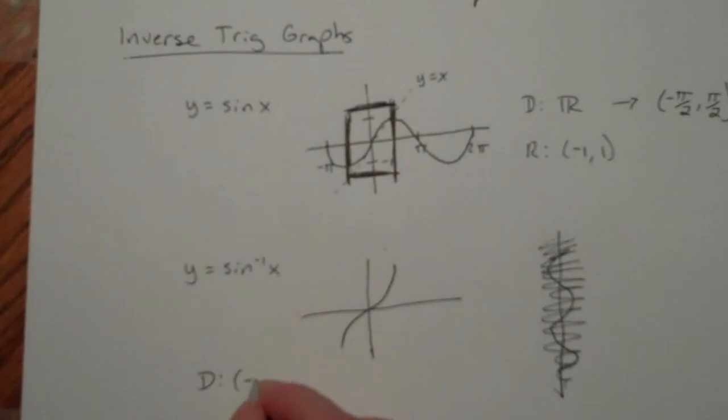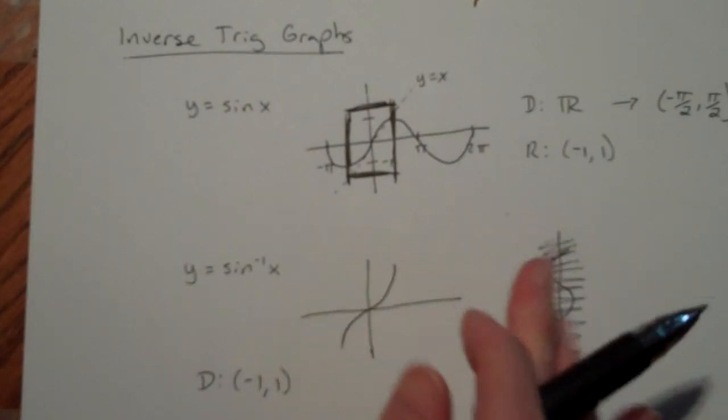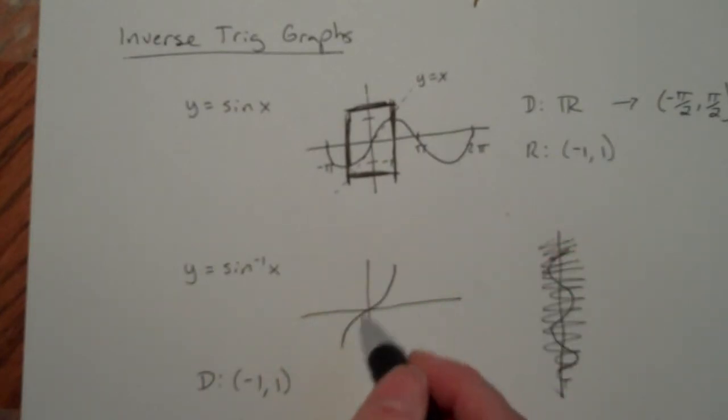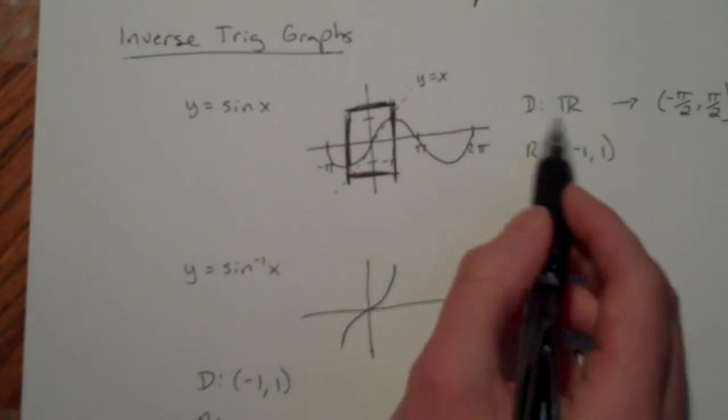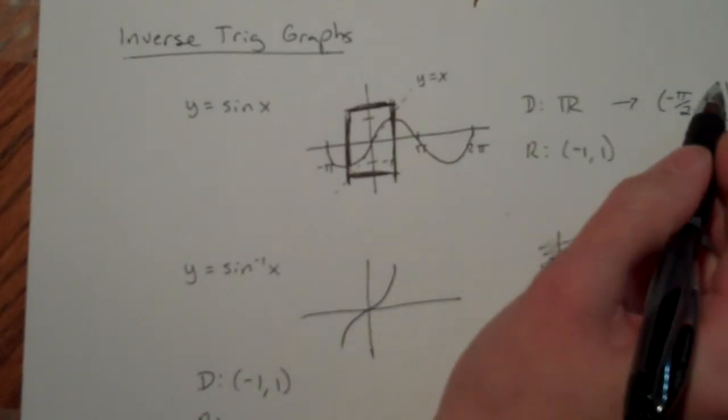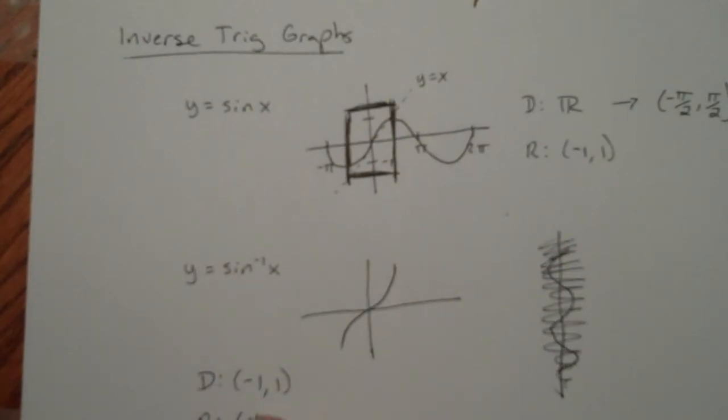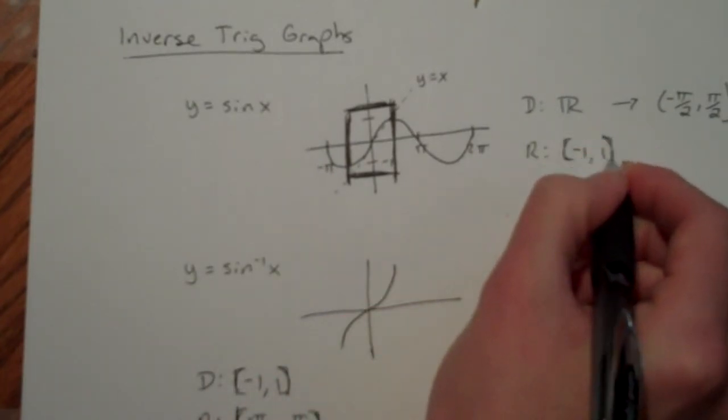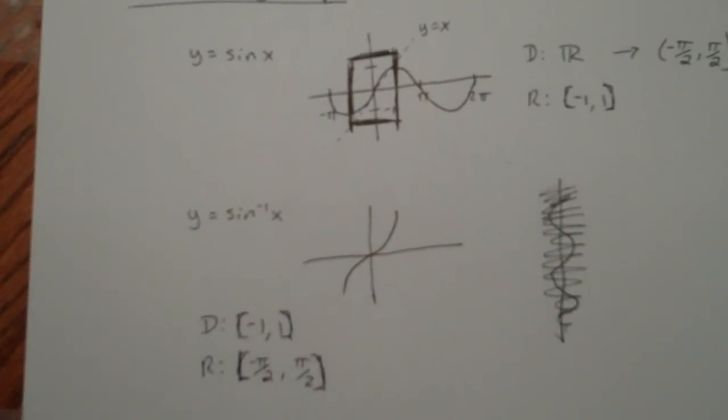So my domain for this function is not all real numbers, because remember the domain and the range switch. So the domain for the inverse is -1 to 1. That's all I can plug into it, because my ratio between the opposite and hypotenuse can only be between -1 and +1. So those are the only numbers that I can plug into it. And then my range, normally it would be all real numbers, but then that gives me not a function. So this is my new range, -π/2 to +π/2. And I guess this should actually be a closed, sorry, these are all brackets up here too. Okay, so there we go.